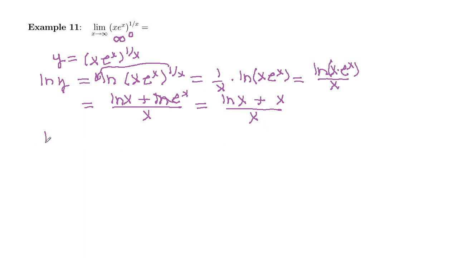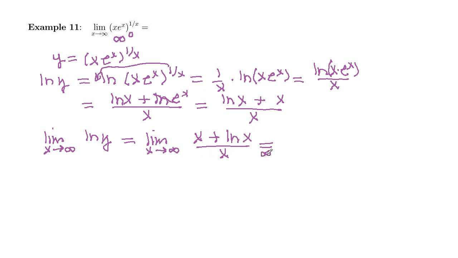And now we want to look at the limit as x goes to infinity of the natural log of y, which is this expression. So this will equal the limit as x goes to infinity, and let's take the x and put it out in front. So we'll write that numerator as x plus ln x over x. And now as x goes to infinity, x and ln x both go to infinity. This is form infinity over infinity, so we can use L'Hopital.